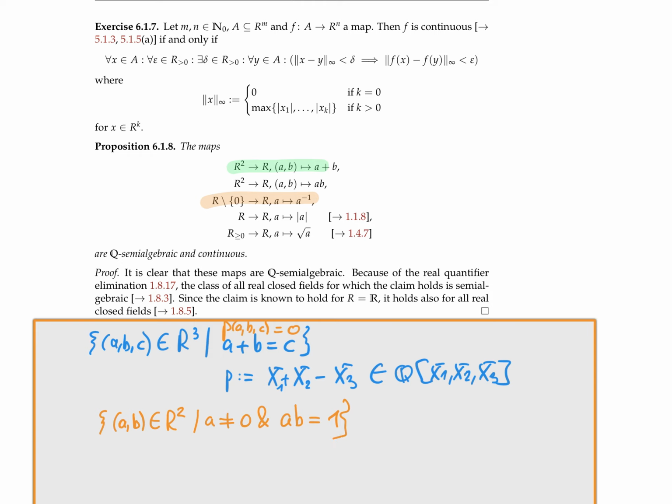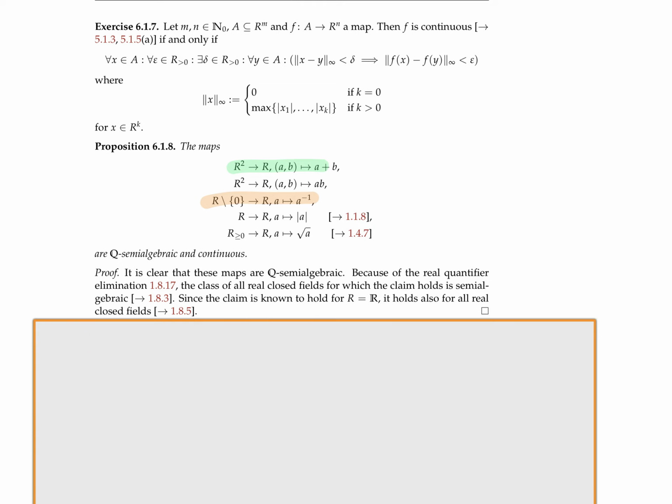Again, this is a negation of a polynomial equation, and you combine it with a Boolean operation with again the solution set of a polynomial equation. And yeah, I mean, the other things are also easy. I let you do this. So now, how do you show that they are continuous?